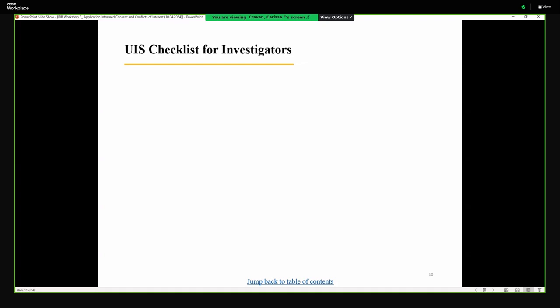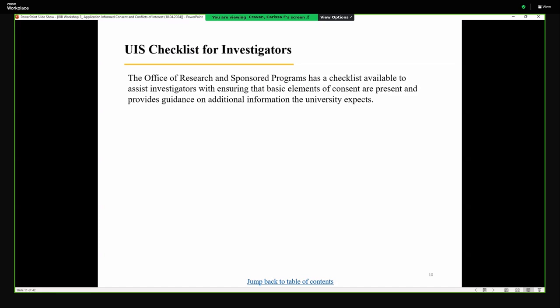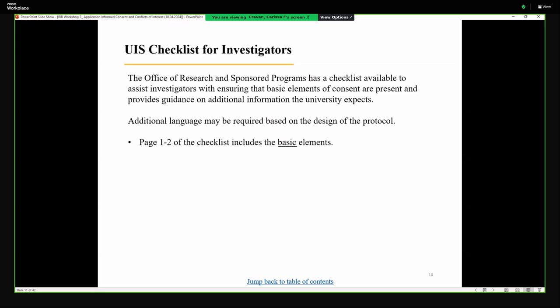Because we don't expect you to memorize these laws or these elements, we do have a checklist available to investigators, again, on that resource page linked in the table of contents. So first we have a checklist. Most of the checklist is directly taken from the CFR, but it does include additional language that can assist you as you go and breaks it into individual pieces. The first page and a third includes the basic elements.